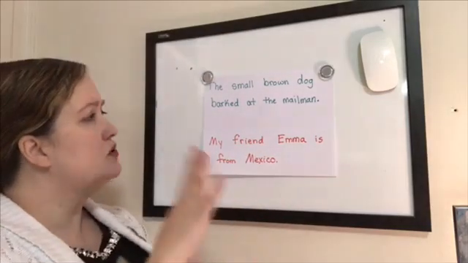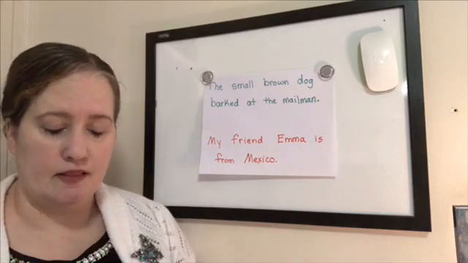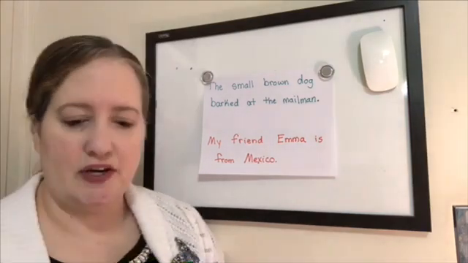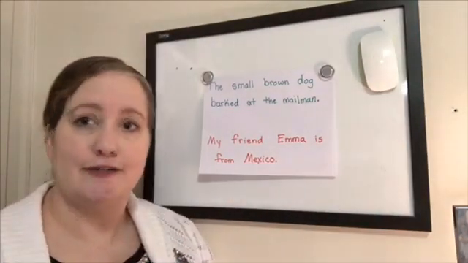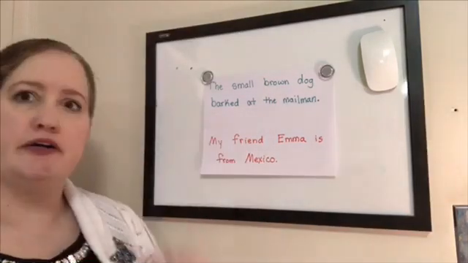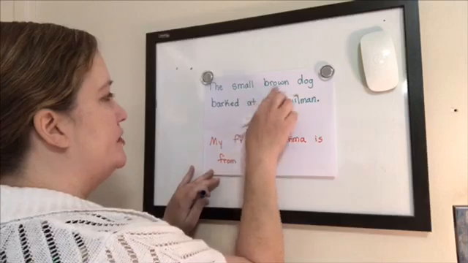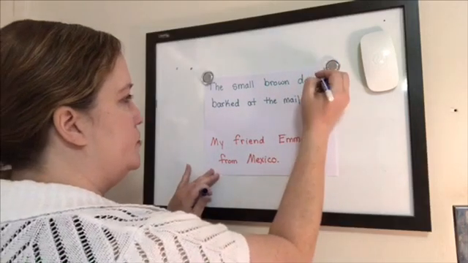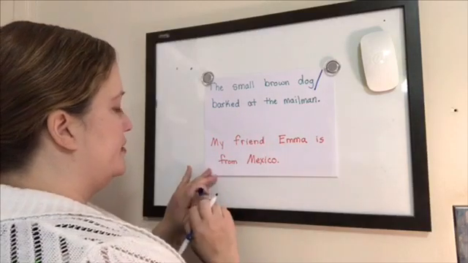The small brown dog barked at the mailman. So obviously, what is the subject? The small brown dog. What did the small brown dog do? Barked at the mailman. So the small brown dog is the subject, so we will put a line here. This is the subject and this is the predicate.